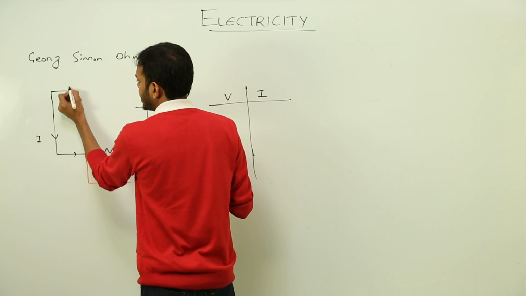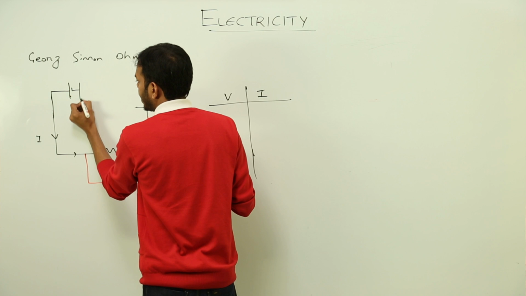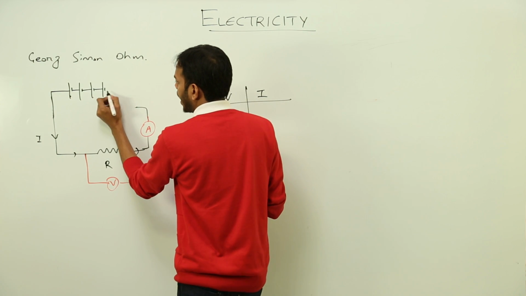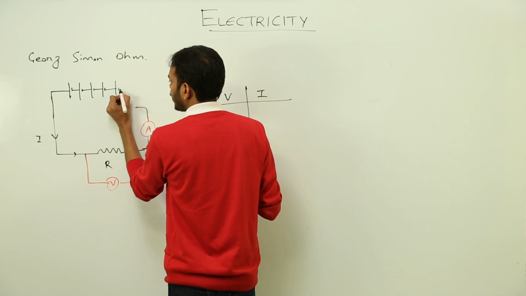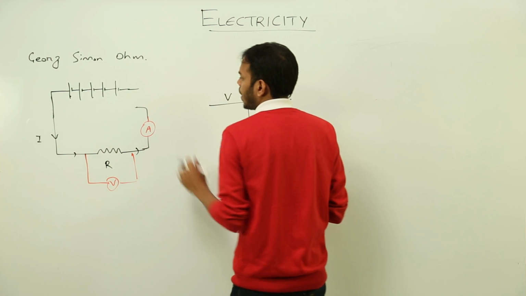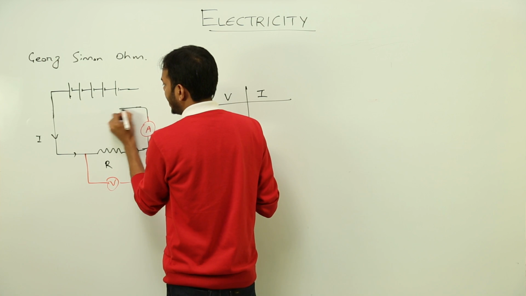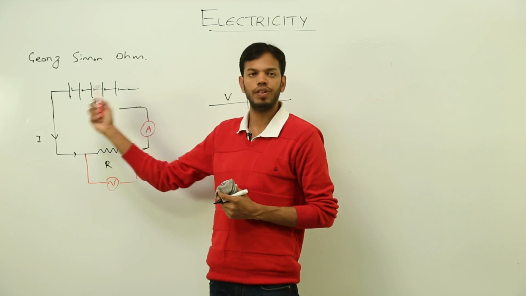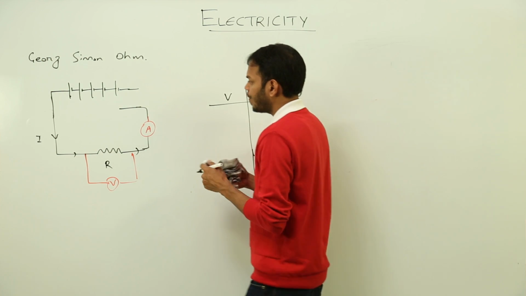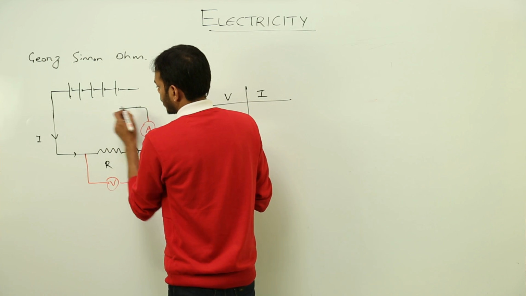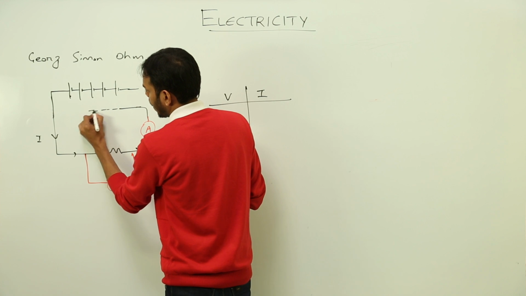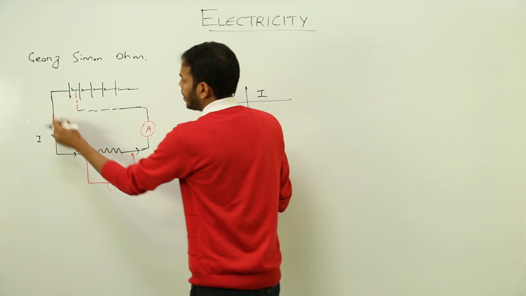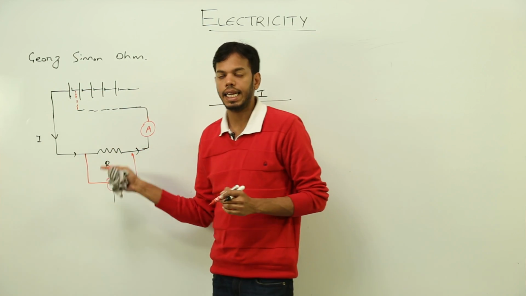Instead of one cell, he put a number of cells. For now, I'm drawing only 5, okay? And this part was kept free so that it could be connected anywhere between these cells. That means if I connect it here, that means the circuit is completed only with one cell in the picture.